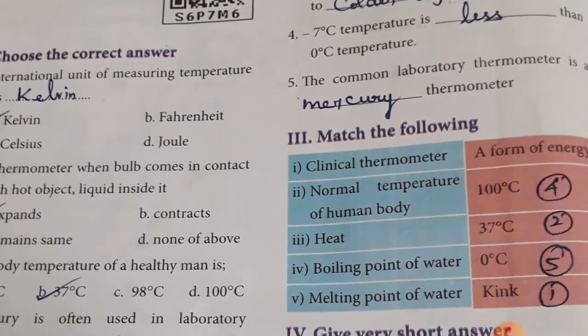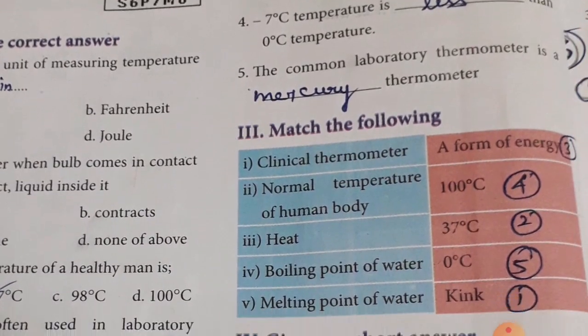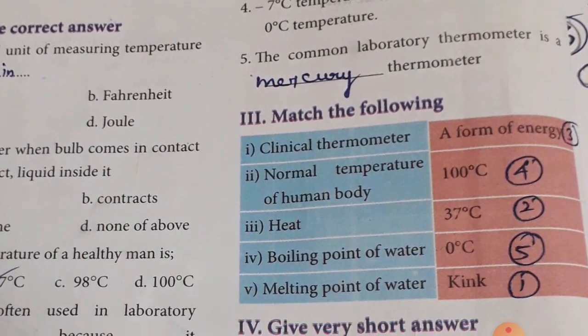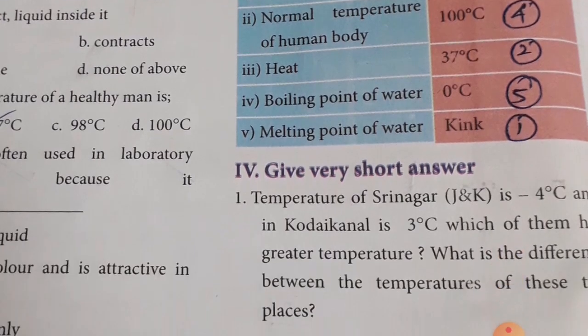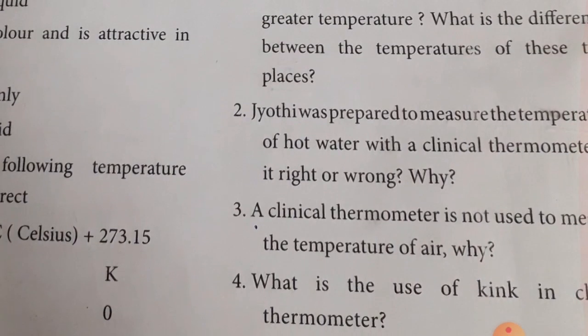Okay. And see the match the following, children. Clinical thermometer, kink. And second one, normal temperature of human body, 37 degree Celsius. And Roman letter 3, heat, a form of energy. Fourth one, boiling point of water, 100 degree Celsius. And fifth one, melting point of water, okay, 0 degree Celsius. And concentrate on the short answers, children.